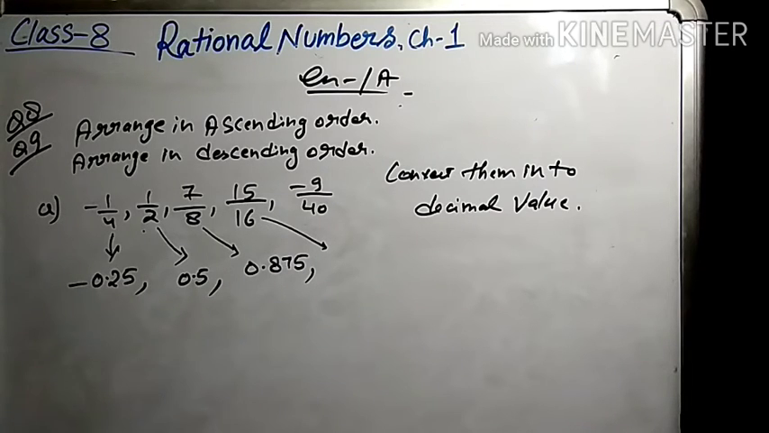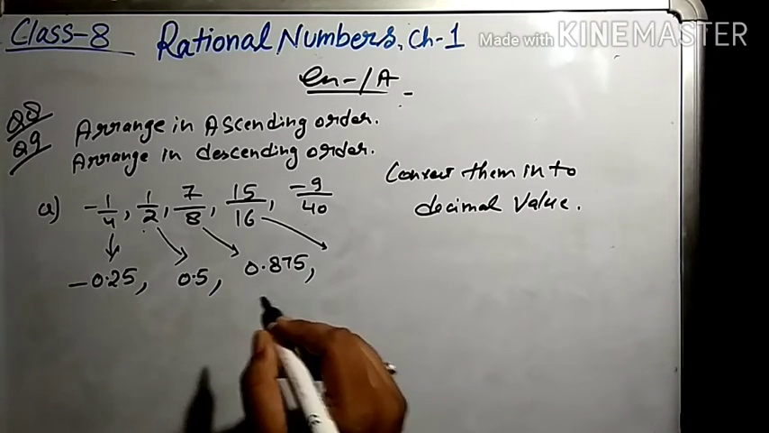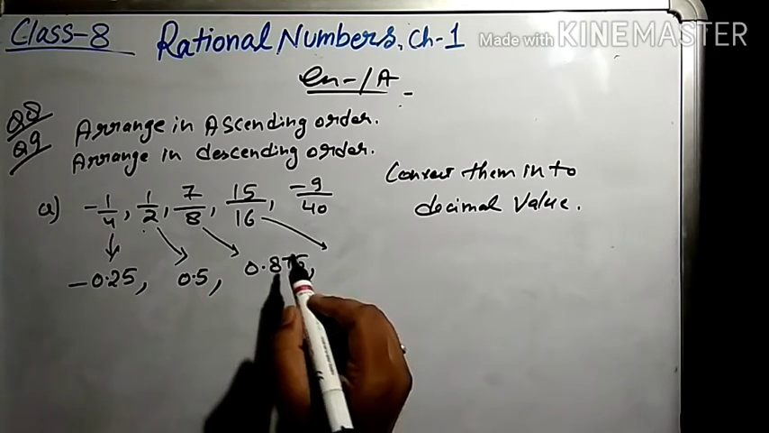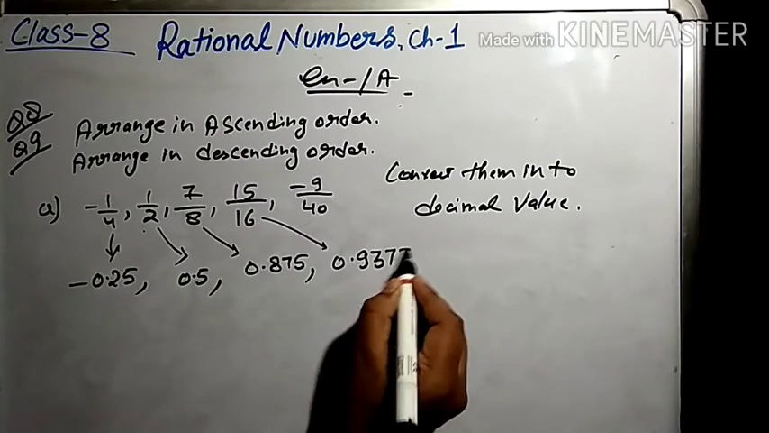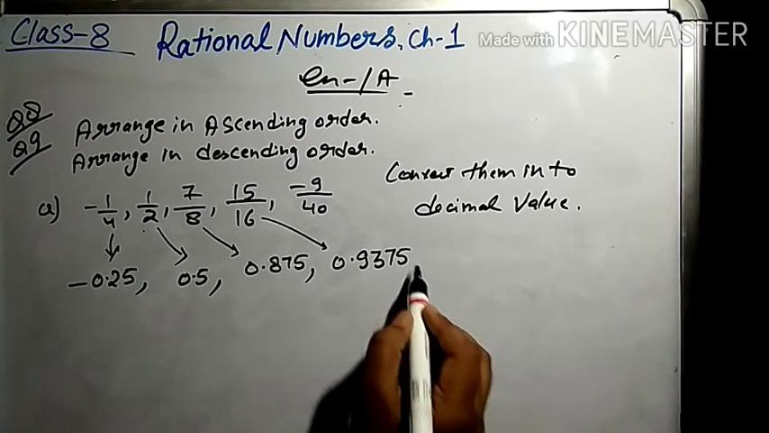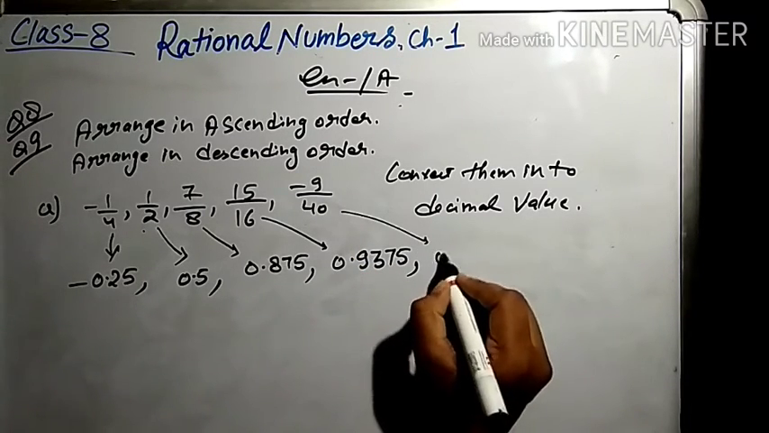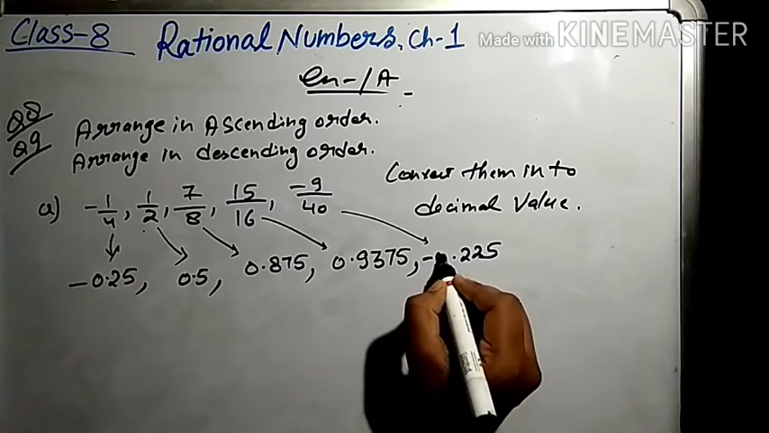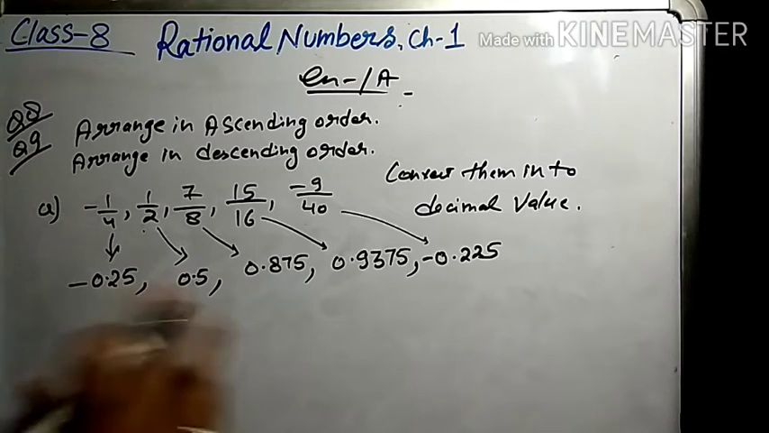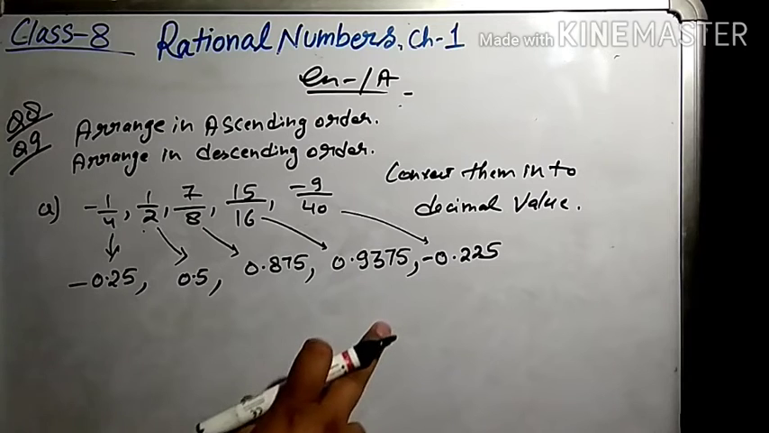All of you know how to convert a fractional value into a decimal value? I think I do not have to teach you this. You have already studied this in class 6th and 7th also. 15 upon 16 will be termed as 0.9375. And the last one, minus 9 upon 40, will be minus 0.225. I have already solved the values and am writing them directly.